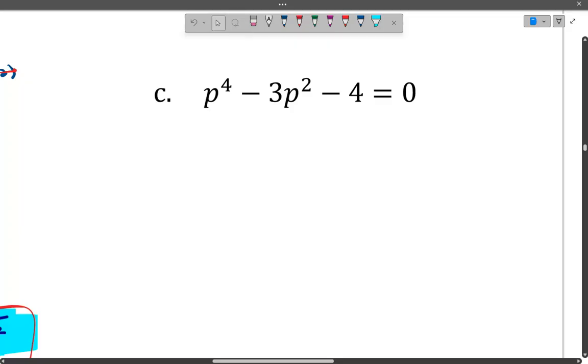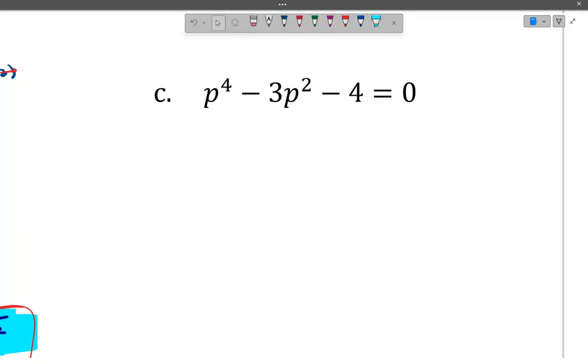Now, this is not a quadratic equation, but is one that is quadratic in its form. And so we can still use the quadratic methods to solve it. And so here I have p to the fourth minus 3p squared minus 4. And this is actually something that I can factor because I have a product of negative 4 and a sum of negative 3. That's the numbers negative 4 and 1. So we can split this and then use our factor by grouping.